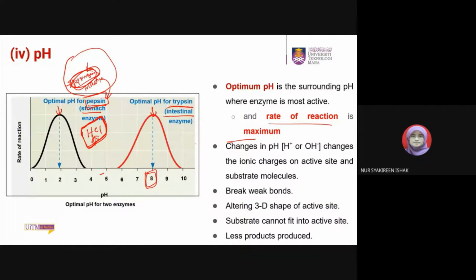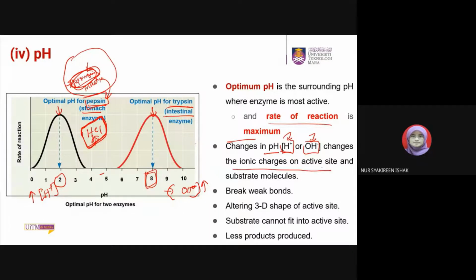Changes in pH lead to changes in the concentration of hydrogen ions and hydroxide ions. If you change the pH to acidic, pH 2, you increase the concentration of hydrogen ions. If you increase the pH, the hydroxide ion concentration increases. So changes in pH change the ionic charges on the active site and the substrate molecule.